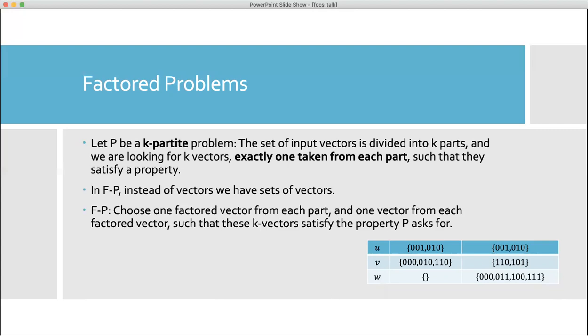Now, in factored P, instead of vectors, we have sets of vectors because we have factored vectors. And then factored P says the following: choose one factored vector from each part and one vector from each factored vector such that these k vectors satisfy the property that P asks for. And this is exactly what we did for factored OV, factored KOV.